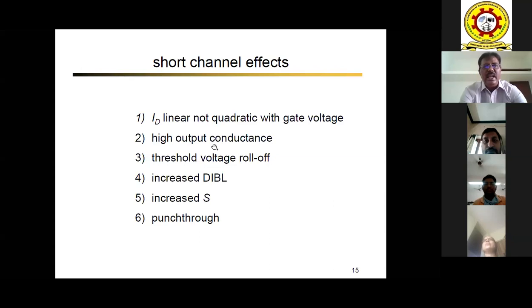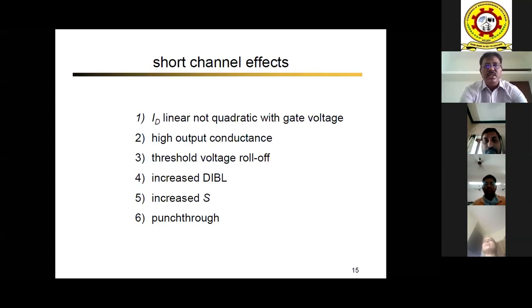Then high output conductance. This is actually not a welcoming parameter. High output conductance can easily drive the impact on other neighboring circuits, isn't it? So we must always have a high output impedance, so that your circuit doesn't get affected by other neighboring circuit parameters like fan-in and fan-out.